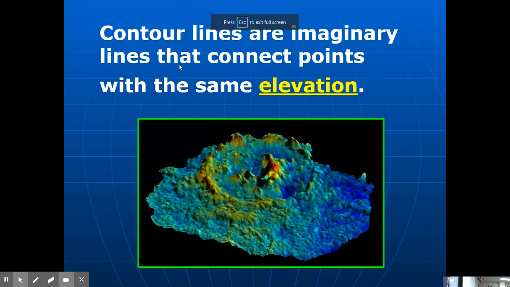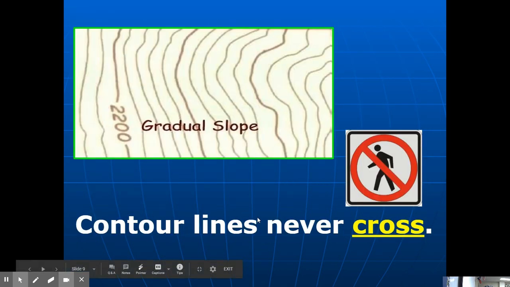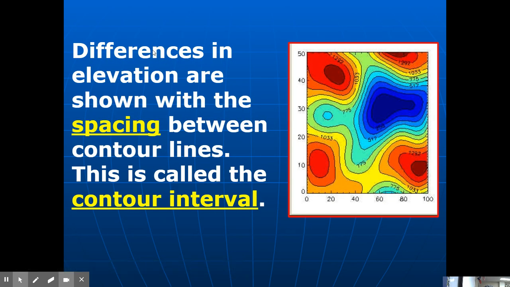Contour lines are imaginary lines that connect points with the same elevation. Each contour line represents one elevation. So here we have 700, 800. Contour lines never cross. Differences in elevation are shown with the spacing between contour lines. This is called a contour interval.